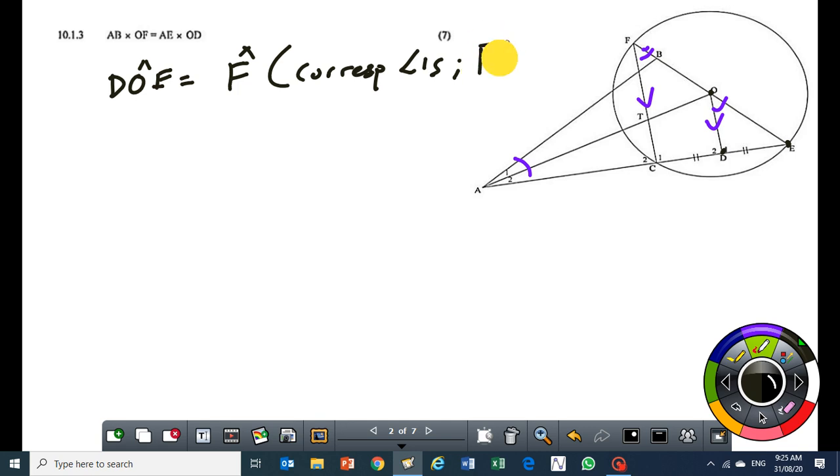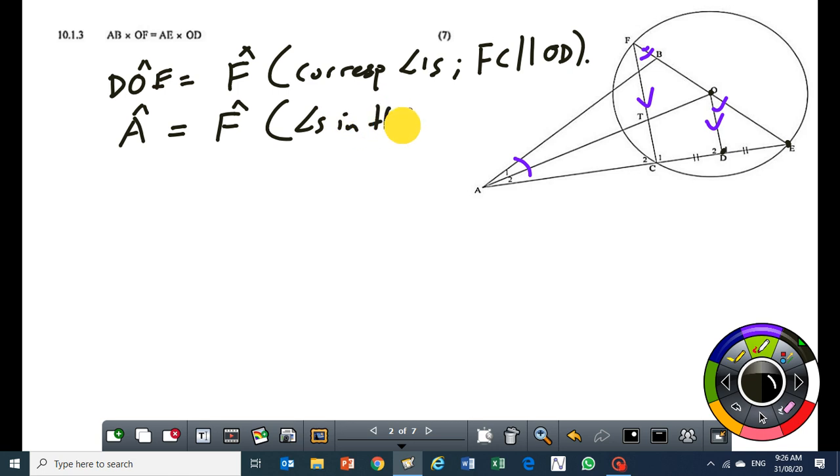So FC is parallel to OD, or to DO. Okay? Then we have angle A. I'll just call it angle A. It's equal to angle F. Okay? They are angles in the same segment.